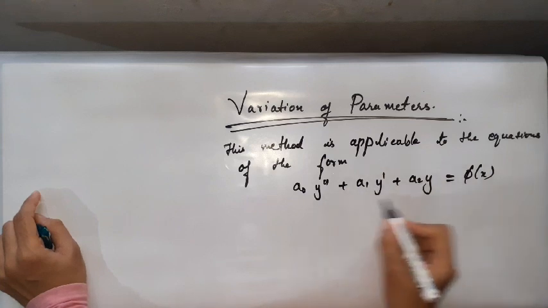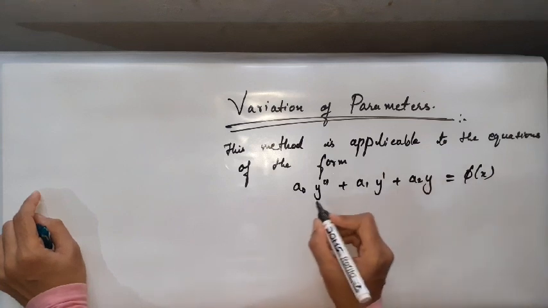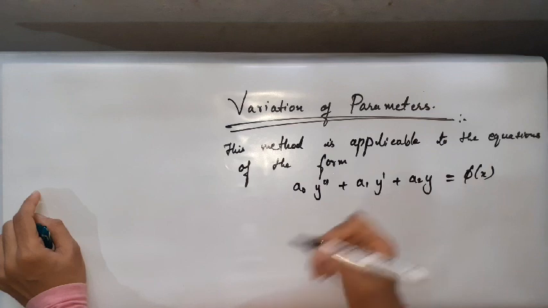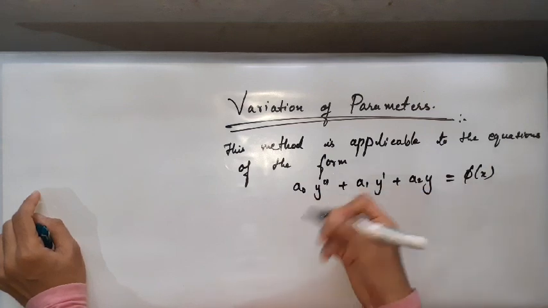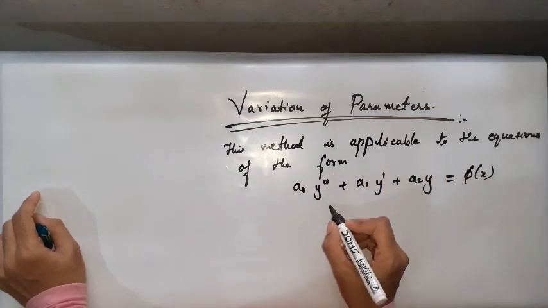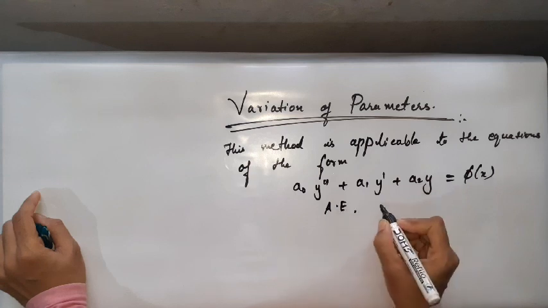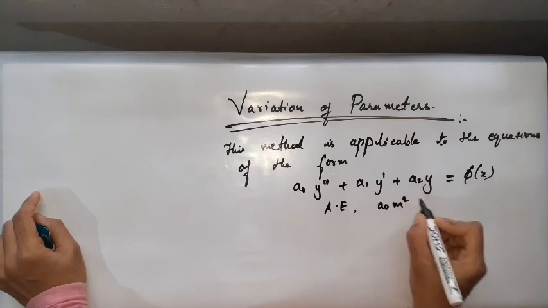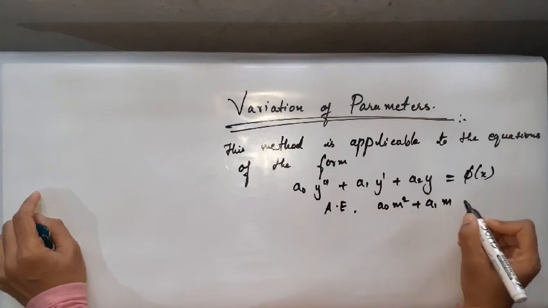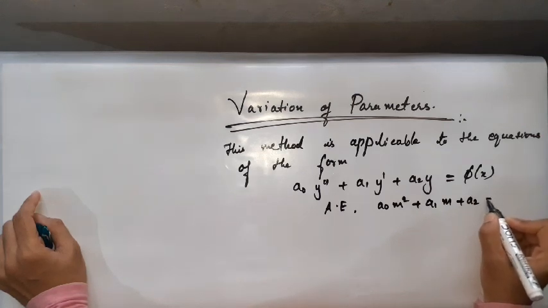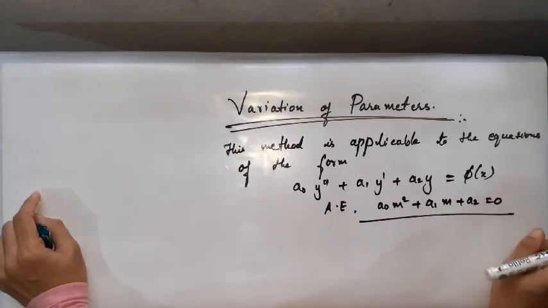So normally you work for yc, is it not? You consider the auxiliary equation, then you write, is it? So if you start with the auxiliary equation, obviously you write the auxiliary equation to be something like a0 m square plus a1 m plus a2 is equal to 0. You work for the roots of this auxiliary equation.